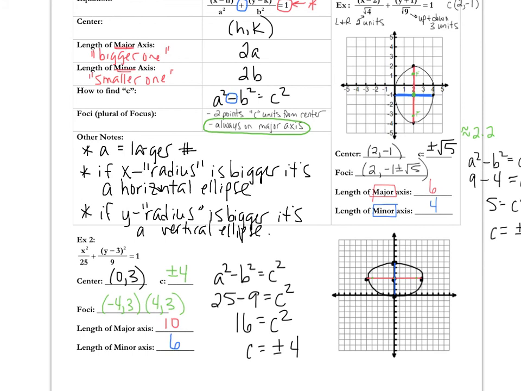And for this example, we left it in radical form just because I didn't want to have to do decimals. So I started, the y value was negative 1, I went up radical 5 and down radical 5. That's why I wrote the foci the way that I did. But in example number 2, that square root worked out evenly, so I could actually do 2 actual points. I guess you could leave it as plus or minus 4, 3 if you wanted to, but that's why we don't have a radical in there, because it's simplified evenly.